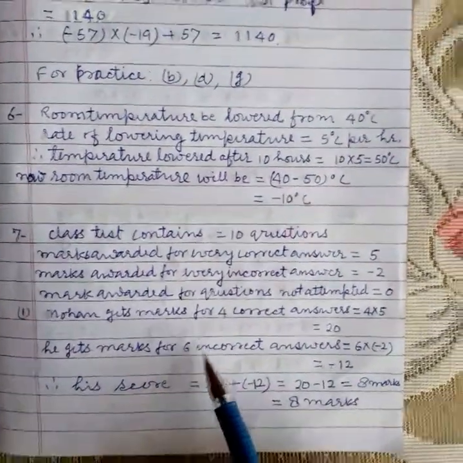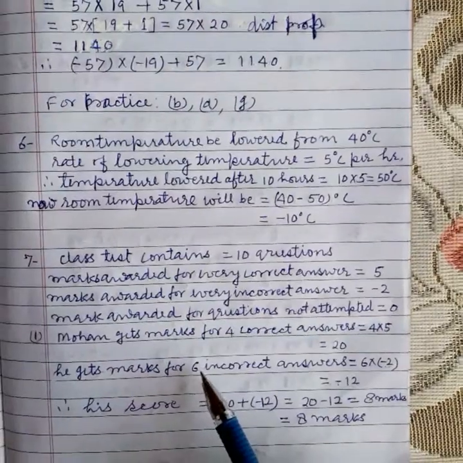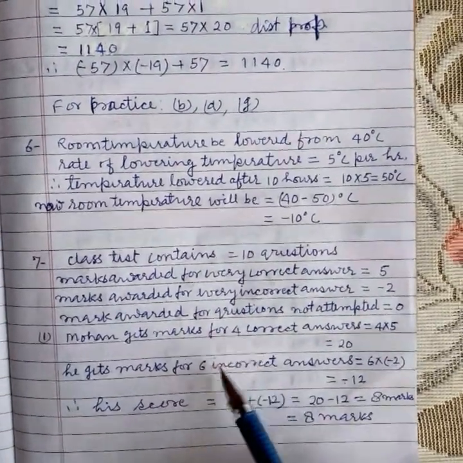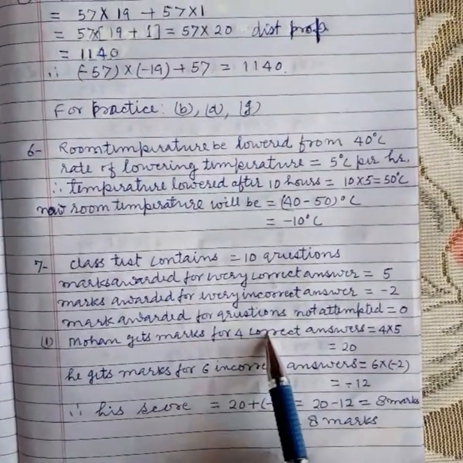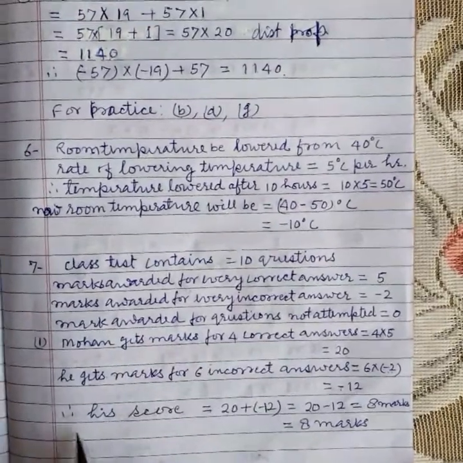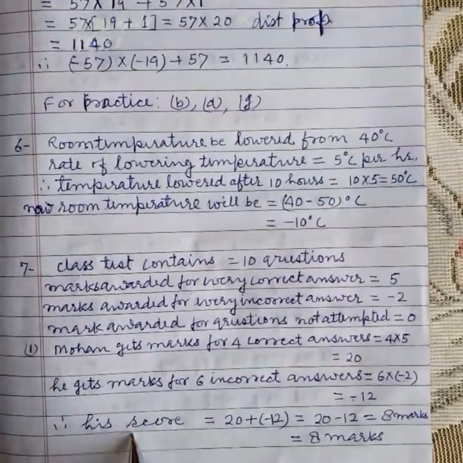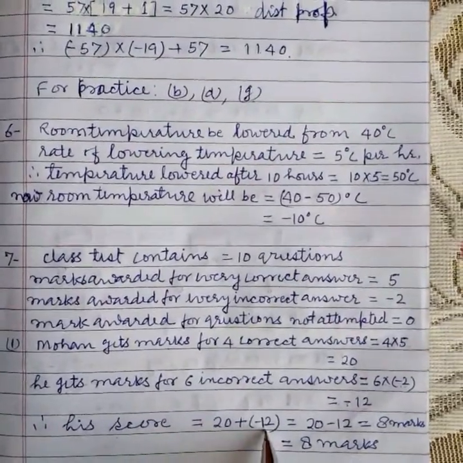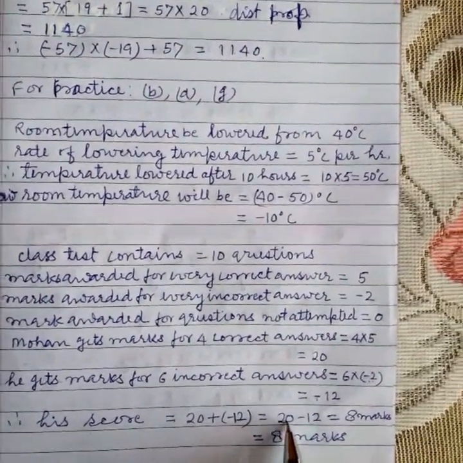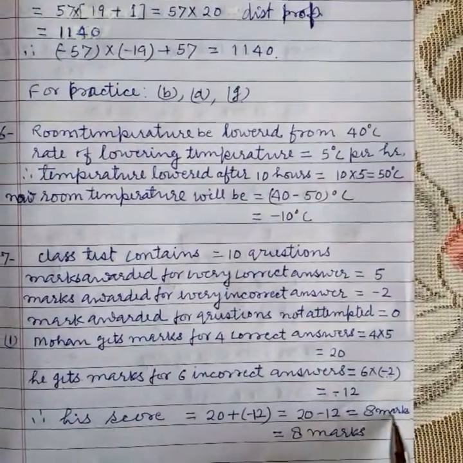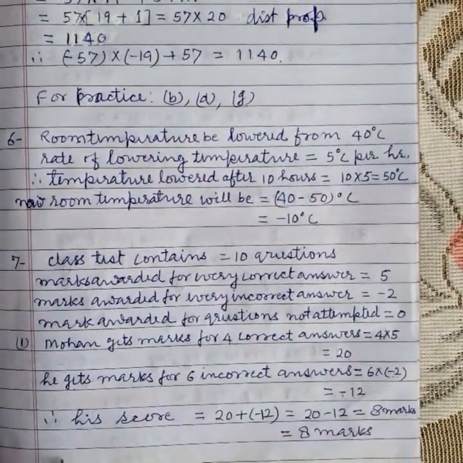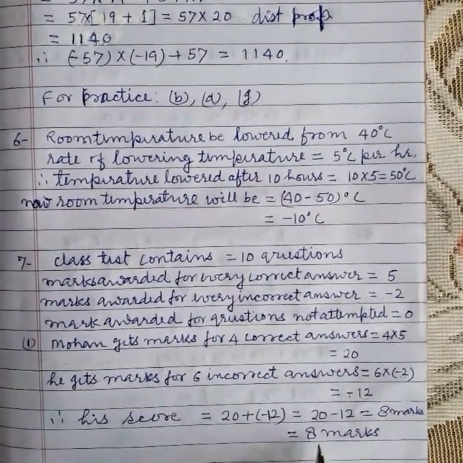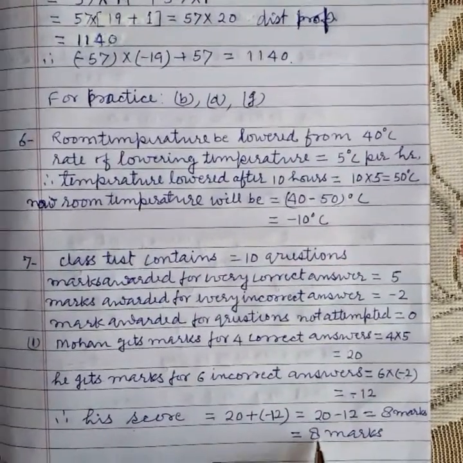Now here he has attempted 6 plus 4, 10, all the 10 questions. So here his score will be 20 plus -12, which is equal to 20 minus 12, this is equal to 8. So here Mohan's score is equal to 8 marks.